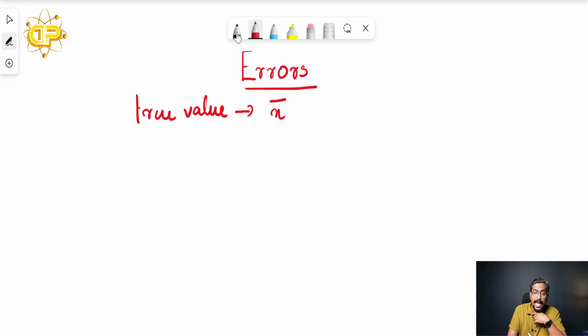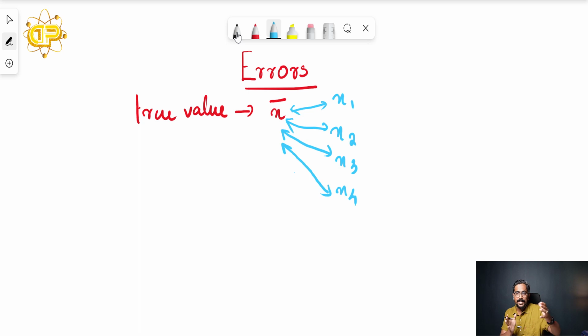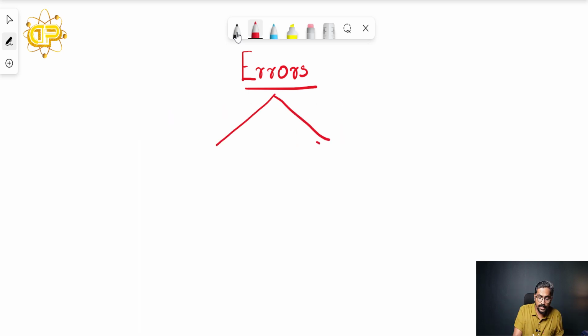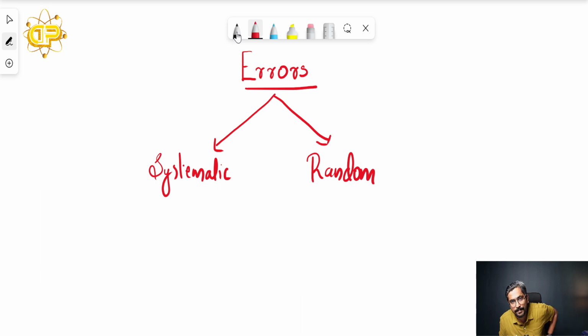You understood? Then you will say this is my true value, and these were my readings X2, X3, X4. And I will observe what my difference is, that is, with respect to this true value, how much it has deviated from the true value. Errors are of two types. The first one is systematic, and the second one is random errors.